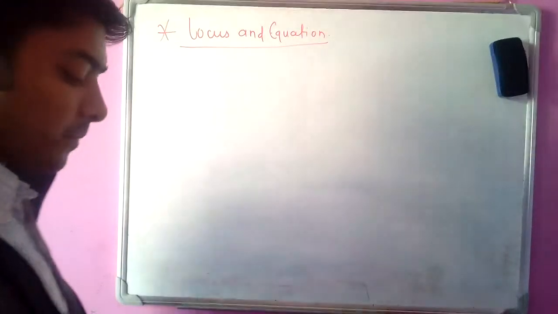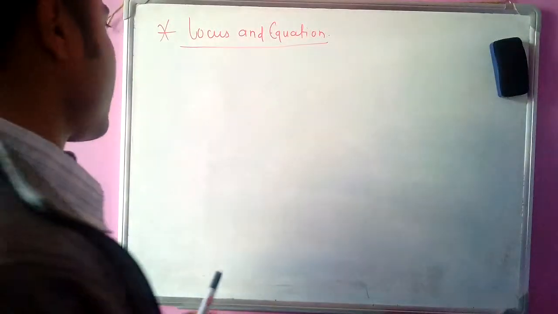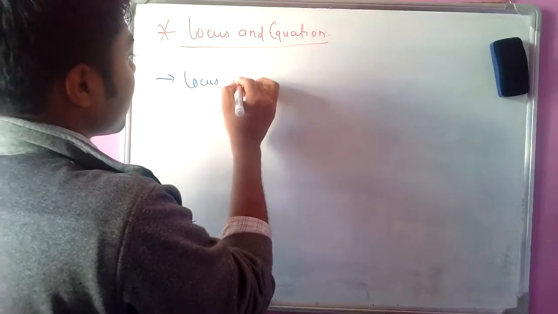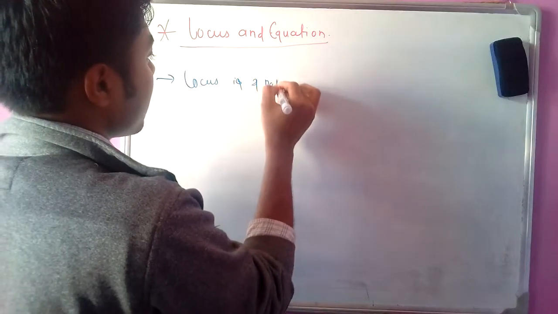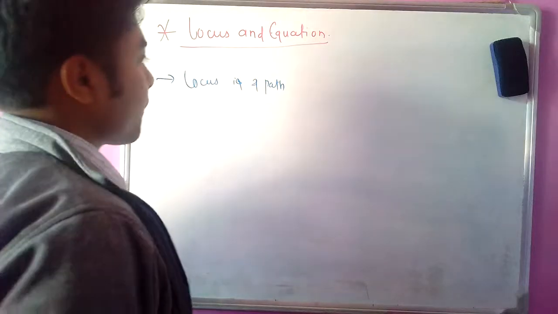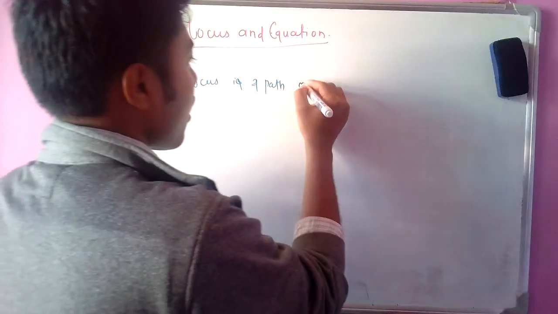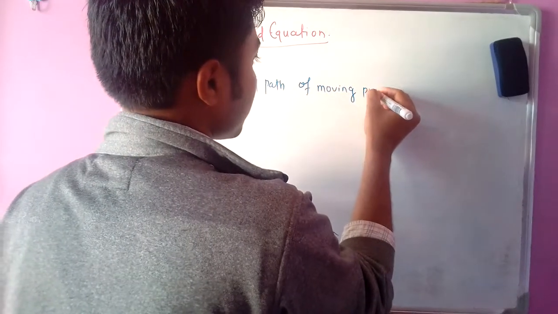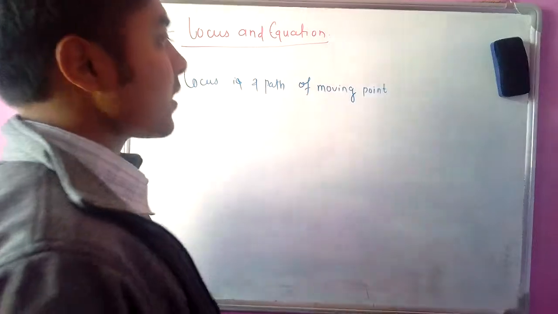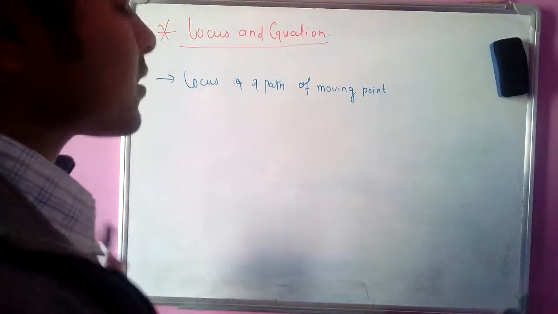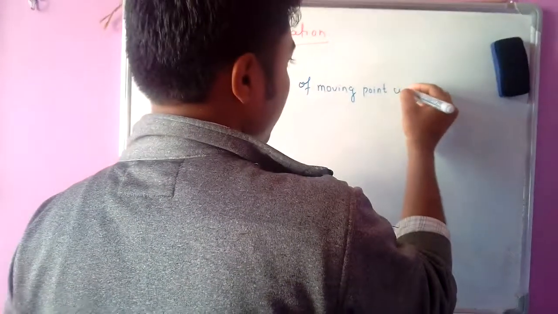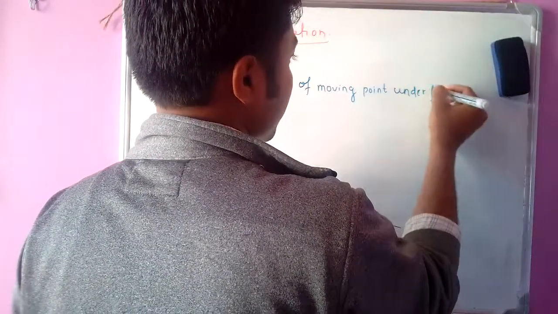What is locus? In simple language, locus is a path. It's nothing else, locus is simply a path of a moving point. There is any point which is moving. Let's understand this first. Locus is the path of a moving point under a fixed condition.